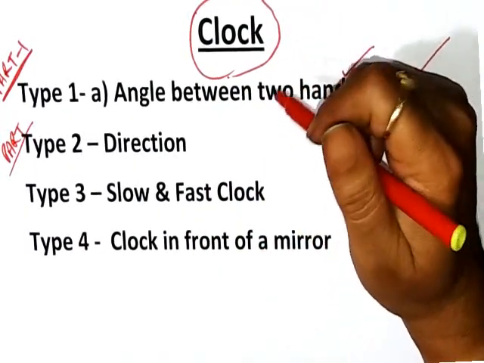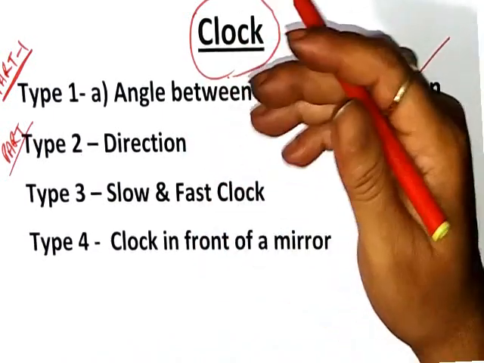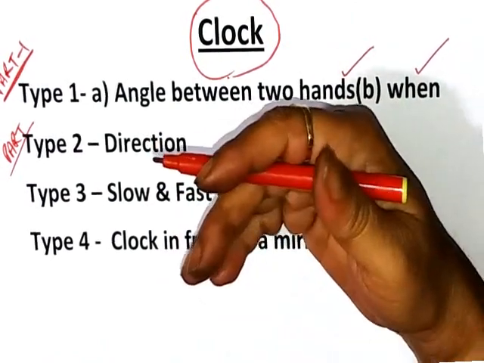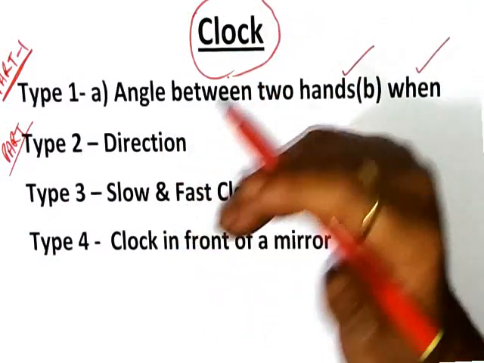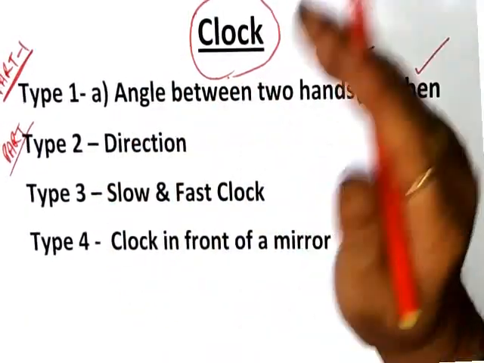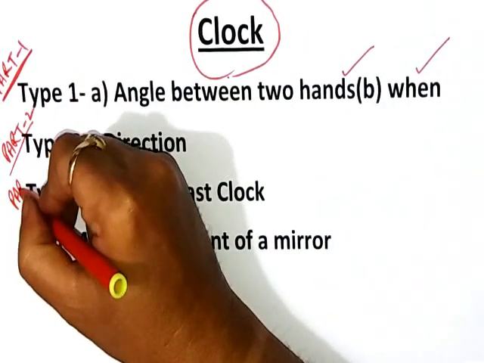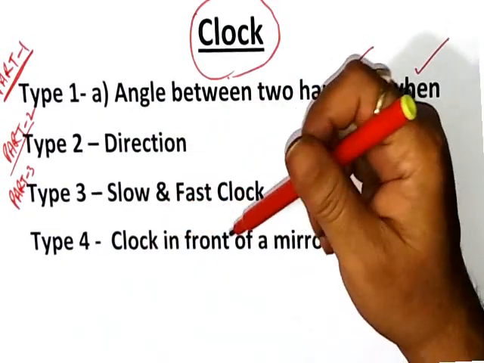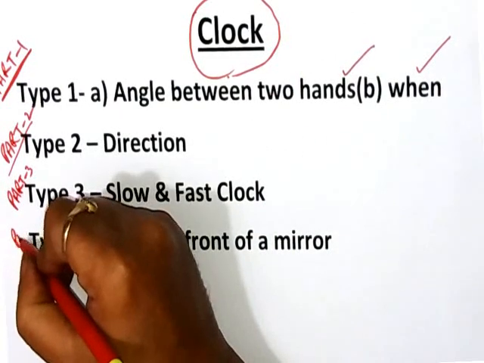The third type is slow and fast clock. Here one clock is given as slow, another as fast, and we will have to find out the time. Or only a slow clock with the real time, or a fast clock with the real time. There are a variety of questions. So we are calling it part 3. And the fourth one is a clock in front of a mirror. We are calling it part 4.